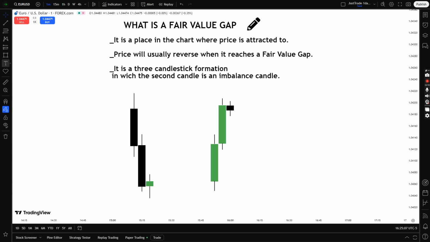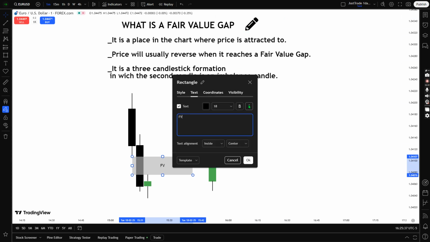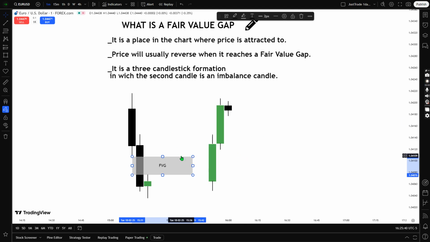Okay, so to understand where the fair value gap level is, you just do this. You take the low of the previous candlestick and the high of the next candlestick, and you draw this. Okay, this is your fair value gap level. So with fair value gap, we write this FVG. This is your fair value gap level.